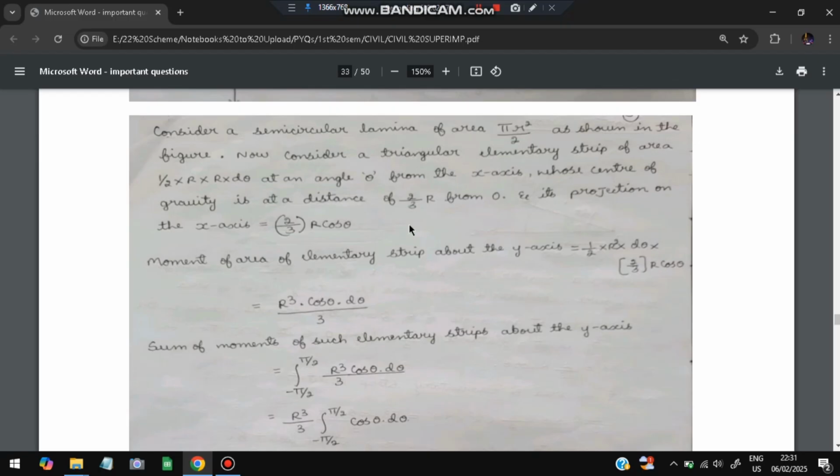The moment of the elementary strip about the y-axis is half r square d theta, not pi r square, half r square d theta, into 2 by 3 r cos theta. This is the value we have for the strip, and we integrate it with respect to theta from minus 90 to plus 90 for the semicircle, and we get a value.